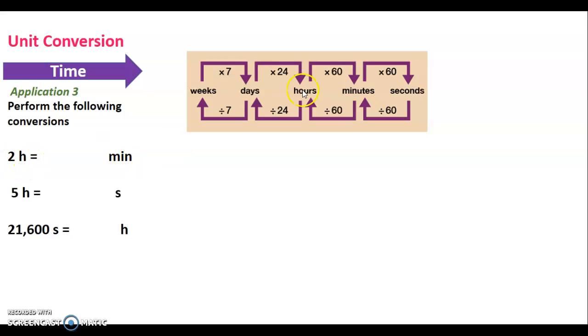We have hours to minutes, so from hours to minutes we have to multiply by 60 and get 120 minutes. And from hours to seconds we have to multiply by 60 twice, so we can say 60 times 60 is 3600 instead of multiplying by 60 twice. So times 3600, this is a rule and you have to memorize it. We get 18,000 seconds, and from seconds to hours we have to divide by 3600, so we get 6 hours.